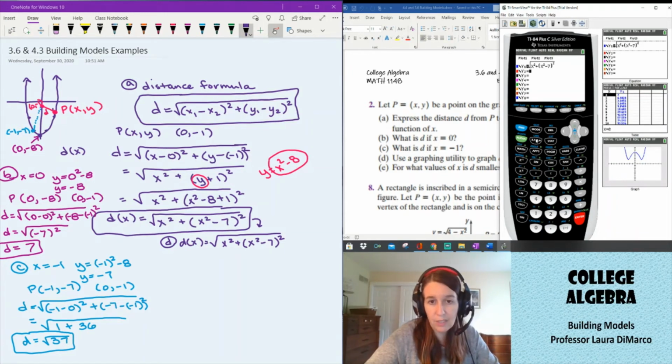So this is the x button, x, t, theta, and that is the variable button. So x and then square it, plus here's some parentheses you can use, and then x squared minus 7 and then squared again.